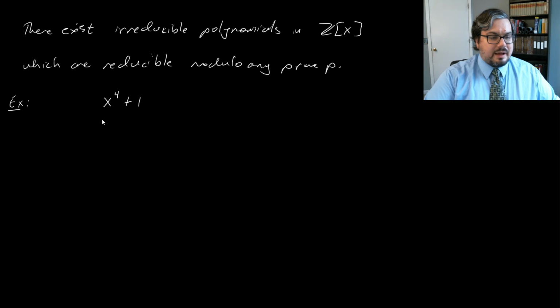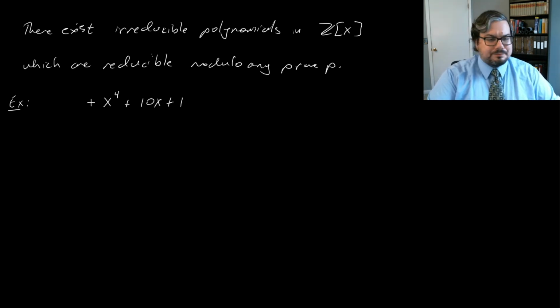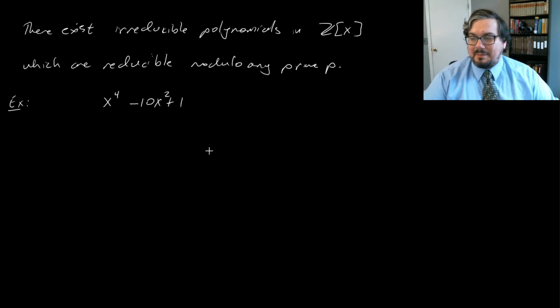Sorry, I misread my notes. This should actually be x to the 4th plus 10x cubed minus 10x squared plus 1. I missed that middle term. Sorry about that. This polynomial turns out to be reducible modulo any prime, but is not irreducible in Z adjoin X.